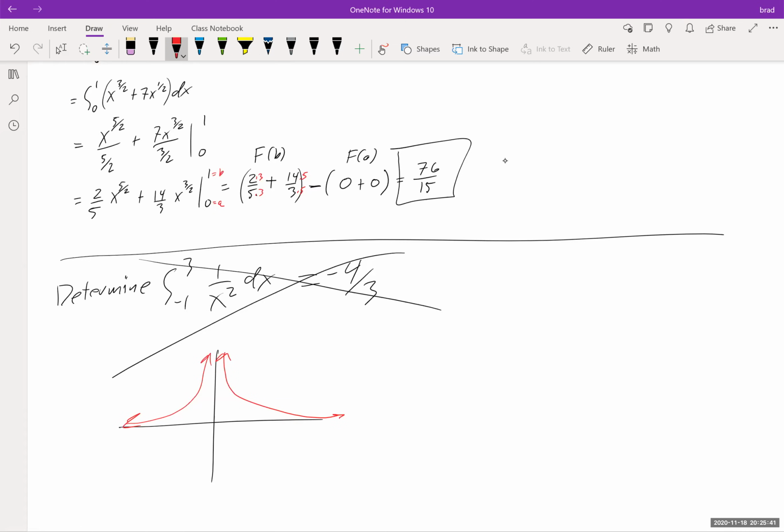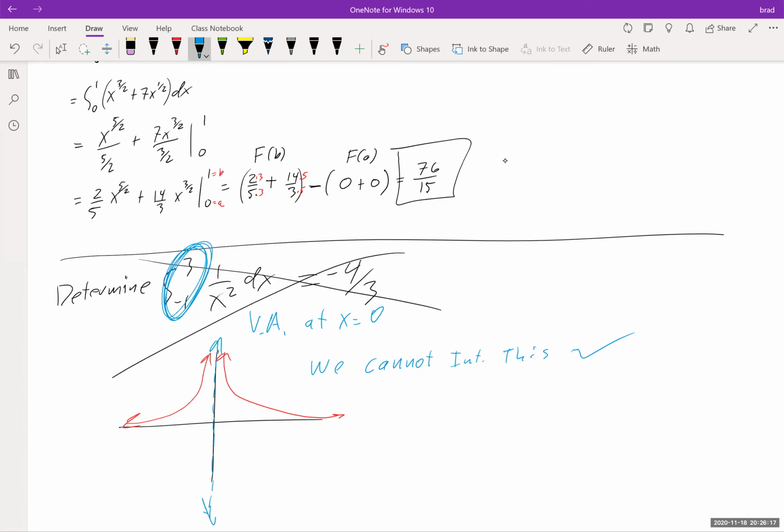The problem is 0. There is a vertical asymptote at x equals 0. So that means there is a discontinuity at x equals 0, and x equals 0 is definitely in this interval from -1 to 3. So for this course, we could not integrate this. We would say we cannot integrate this, and we're done. Okay, we can't do it.